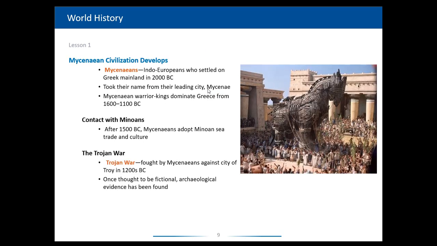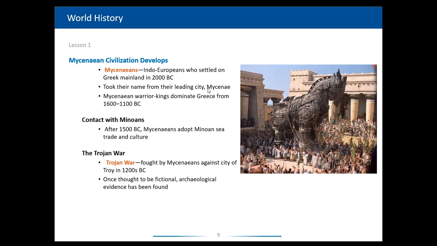The Mycenaean civilization develops. Now, the Mycenaeans are an Indo-European group who settled on the Greek mainland in about 2000 BC. They took their name from the leading city, Mycenae, and Mycenaean warrior kings dominated Greece from 1600 to 1100 BC, and that's about 500 years. The contact with the Minoans is very important to the history of ancient Greece. After 1500 BC, the Mycenaeans adopt the Minoan sea trade and culture.